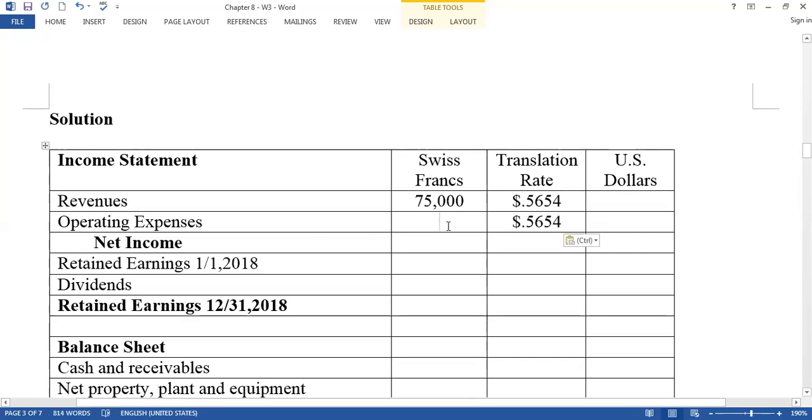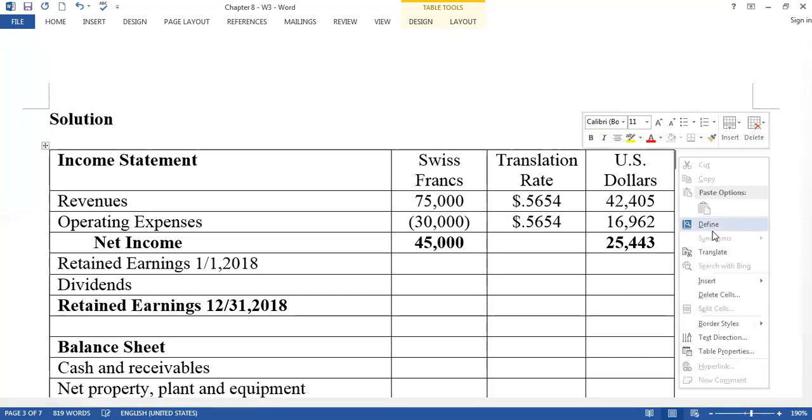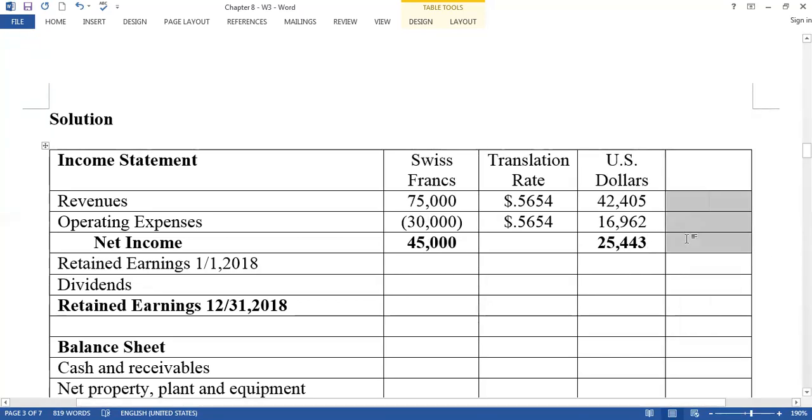So revenue and expense, we use this rate. Revenue minus expense. And when we translate it with the average rate, US dollar said that it is 42,405. And this is 16,962. Now revenue minus expense equal net income, $45,000 net income. And our net income in using dollar is 25,443. So although you don't need to show it in the exam, but I can get an first from that.